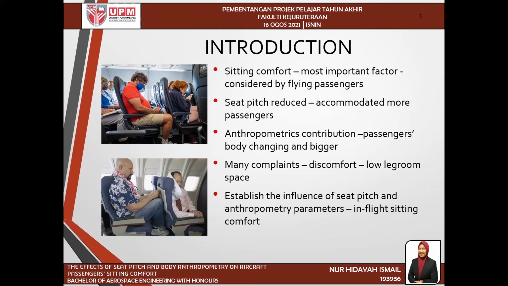In fact, the anthropometry parameters of passengers' bodies are also changing and becoming bigger. Therefore, there are many complaints of in-flight discomfort due to low legroom space. Low available space and legroom are very significant in generating passengers' discomfort in flight. This implies that there is a mismatch between seat pitch and passengers' body anthropometry dimensions. After all, it is of high interest to establish the influence of seat pitch and passengers' anthropometry parameters towards in-flight seating comfort, and eventually it will help to improve the cabin design setting.